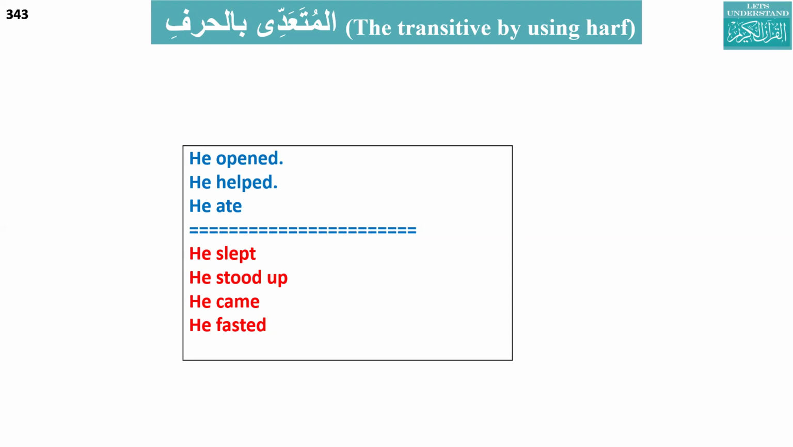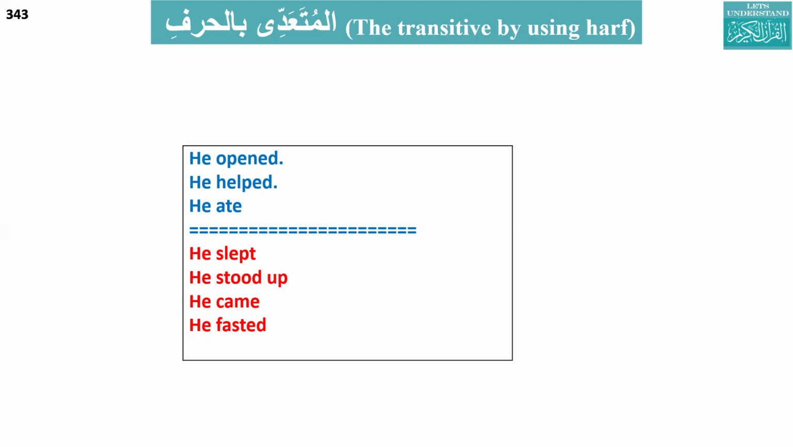Next, similarly, he ate what? He ate food, he ate a banana. So yes, these sentences were raising a question of who or what. And to answer that who or what, we need maf'ul bihi, the direct object.